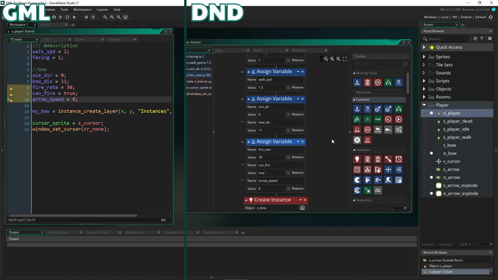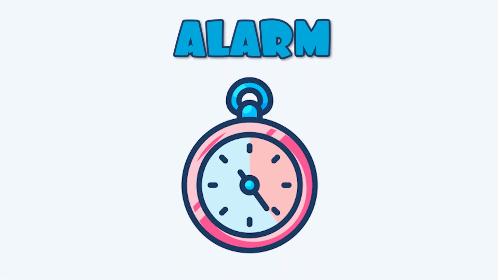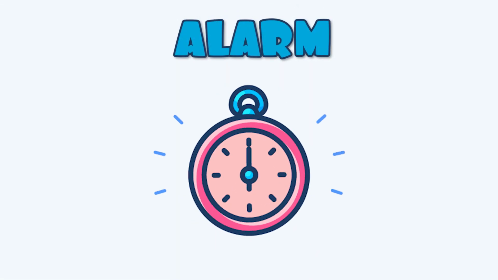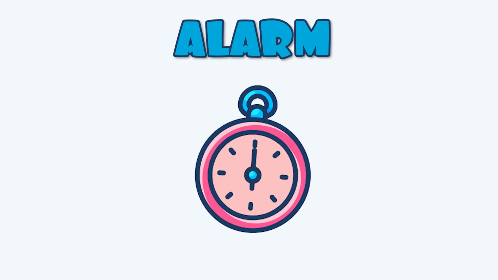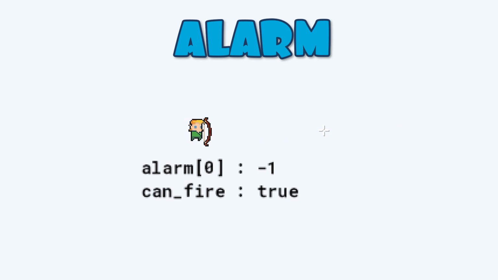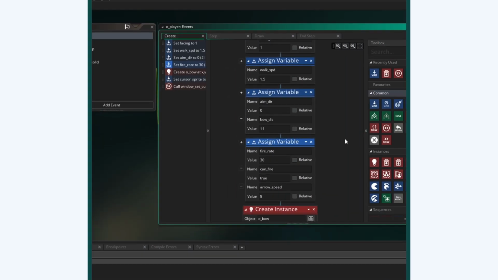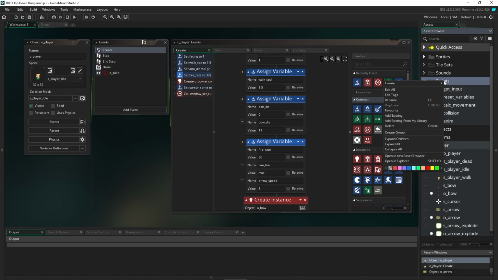Now we can make a function to check for when the player presses the mouse button to fire the bow. And once they're fired, we can use an alarm to control the fire rate. An alarm can be set to a particular time and it'll count down and it'll run some code after that time is finished. So we'll use it to limit how fast we can fire, and at the end of the alarm, we'll set our can fire to be true again. So let's go and right click and make a new script.